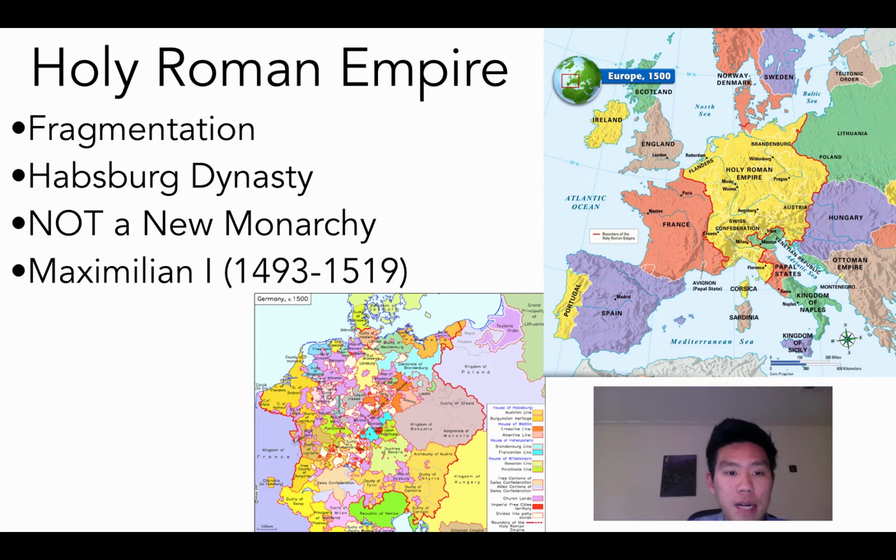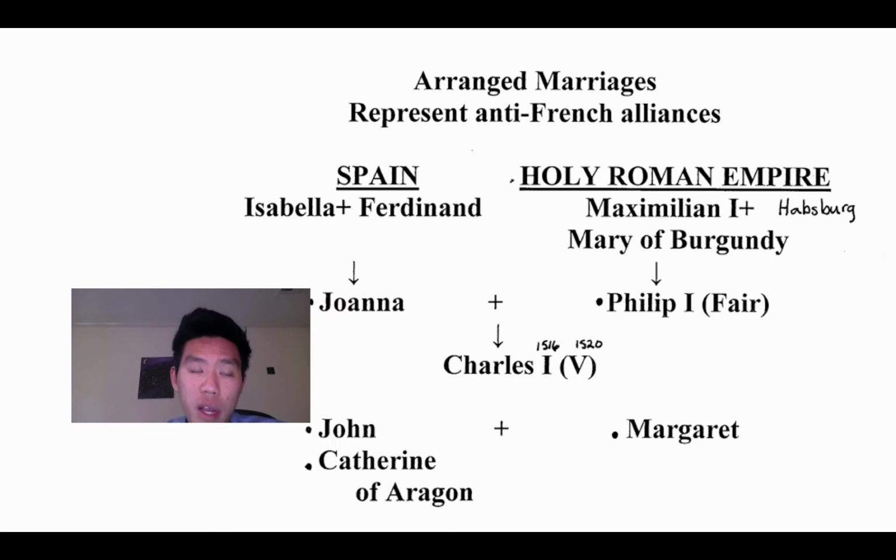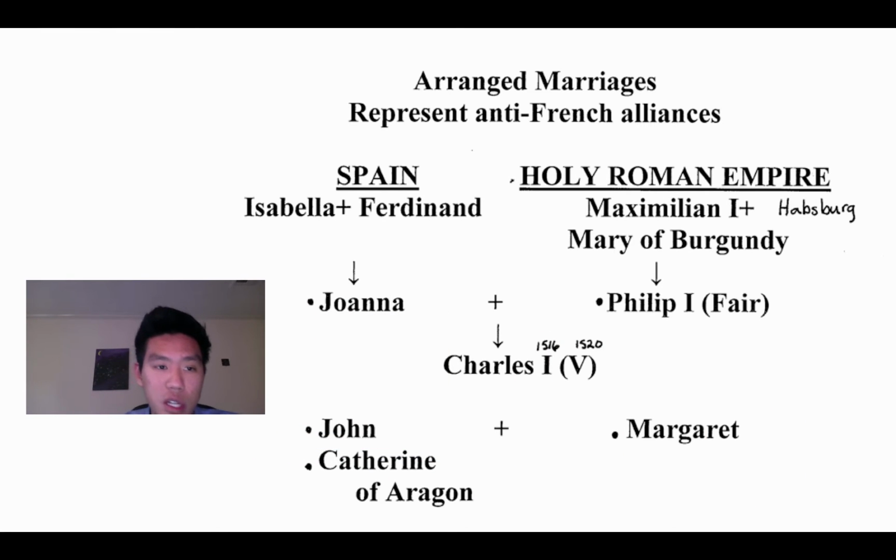Okay, so if you look at the map, you have the bottom one, which talks about Germany and all its fragmented 300 states, and then you can kind of see how big the Holy Roman Empire is, right? But essentially, they're pretty much independent in all of what they do. Okay, all right. So this is the second major arranged marriage of anti-French alliances.